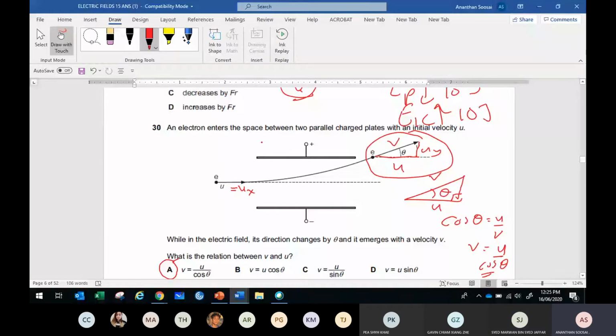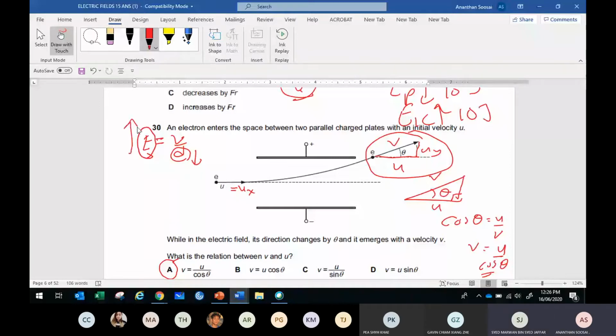The theta will increase or decrease? Anyone? Increase or decrease? Can answer? So the plate separation decreases immediately. So E equals V over D. The D suddenly decreased. When the D decreases, the electric field strength is going to become stronger.